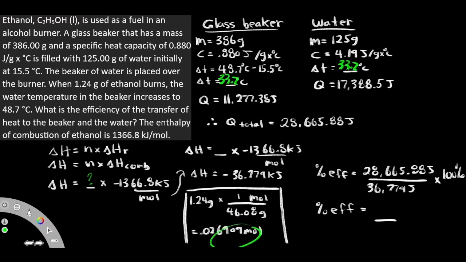So now we find our moles. I'm going to put it here. So I have 0.0269 moles. And then I'm just going to cancel out the moles so that I end up just getting my kilojoules. This is the amount of energy in, right? The amount of energy that is being released from the ethanol.